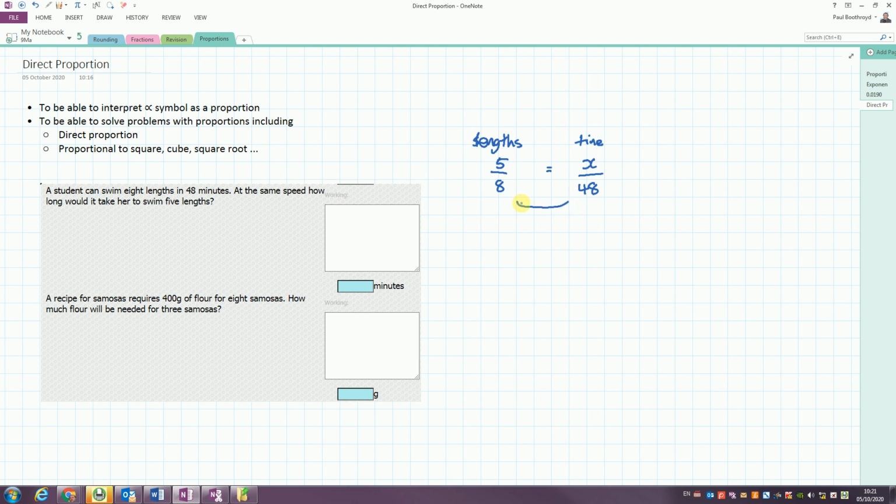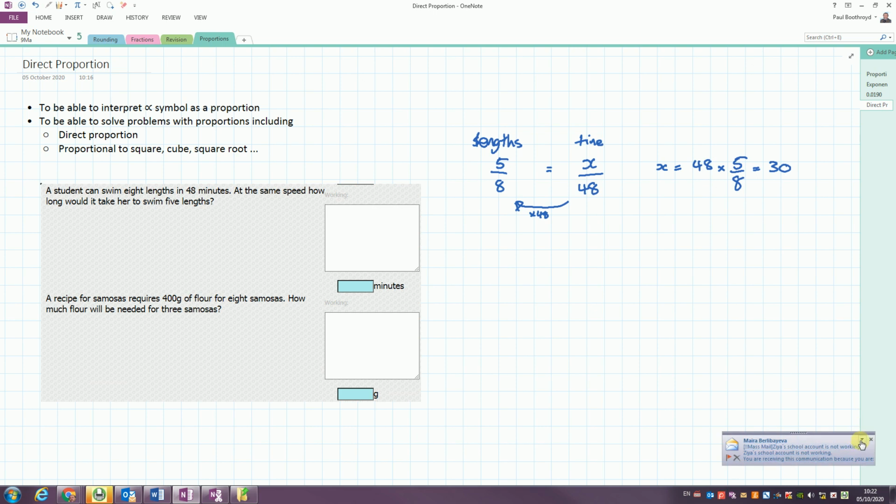Rearrange, so we multiply both sides by 48, and we get x equals 48 times 5 over 8. I don't need a calculator for this one because 8 goes into 48 6 times, so x equals 30. Okay, so that's using equivalent fractions.